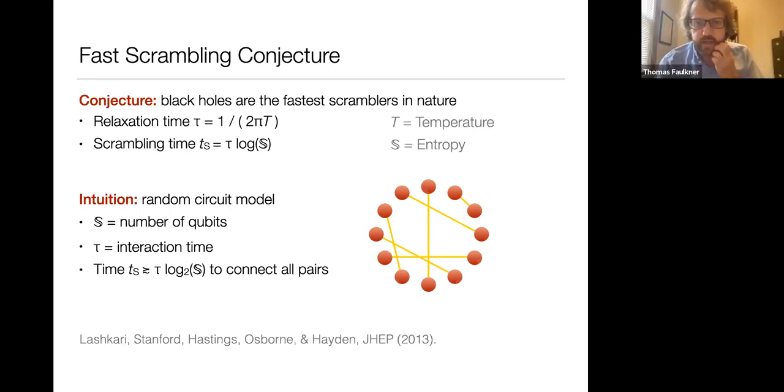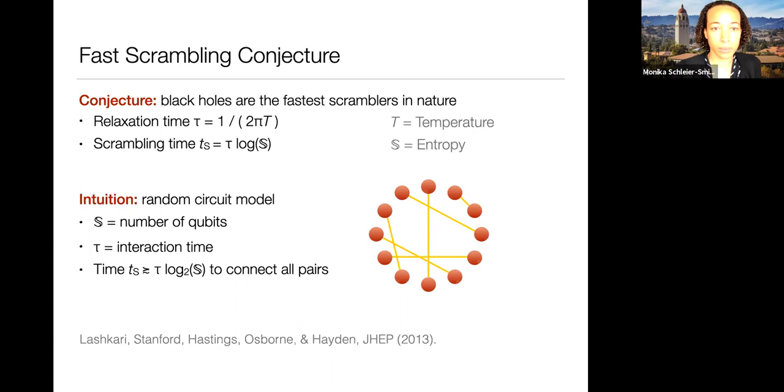Yeah. Because those are also interesting from a holographic point of view, I would say. Yeah. Okay. Great. Good.